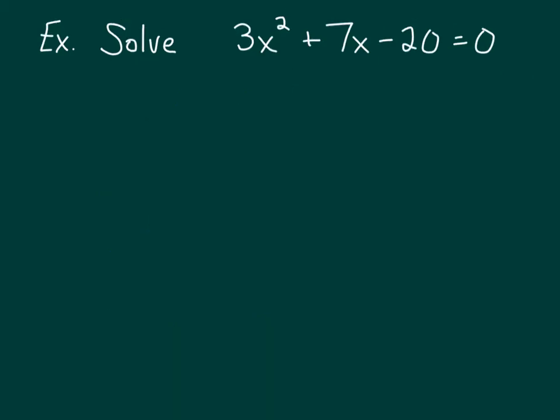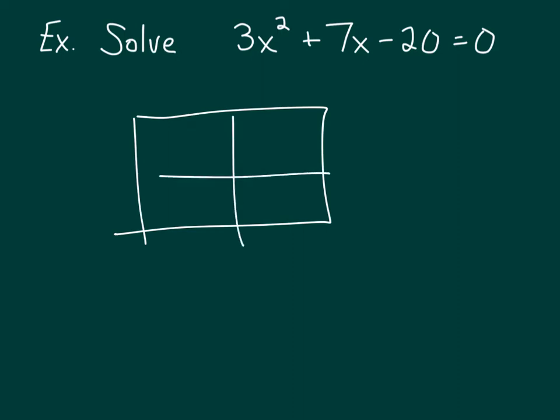So here's another problem. Solve 3x squared plus 7x minus 20 equals 0. So again, right away, it's already set equal to 0, so I'm happy there. So I'm going to draw my box and factor it. So here's my box. Okay, so I have a 3x squared going in this top one. I have a minus 20 going in this bottom one. Well, negative 20 times 3 is a negative 60.